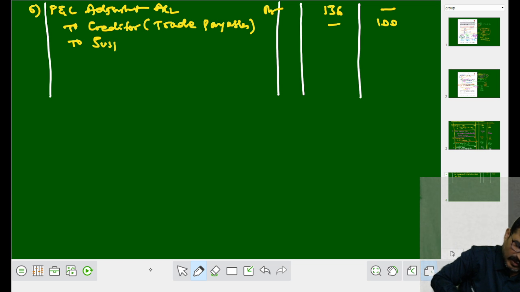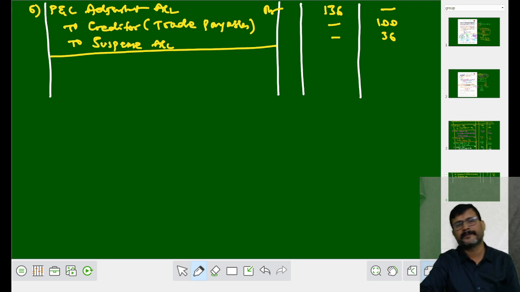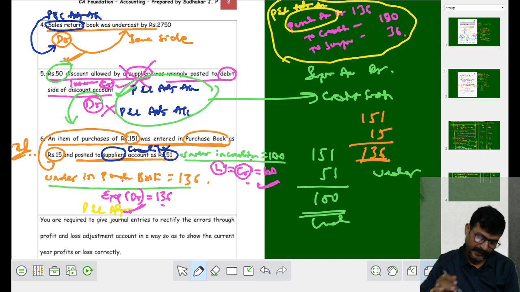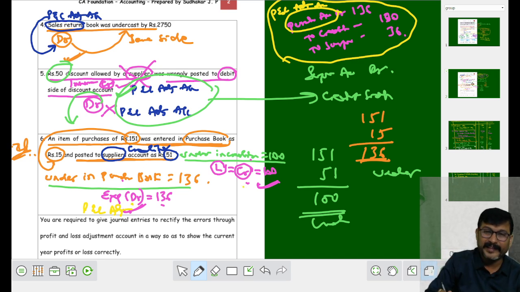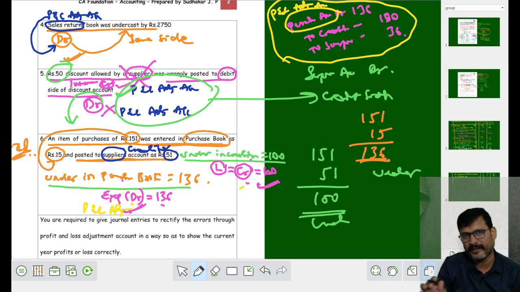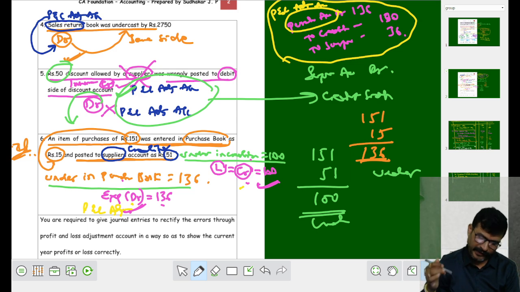The difference goes to suspense account 36, being under debit in purchase book and under credit in creditors account is rectified. Under debit in purchase account, under credit in creditors account is rectified. Okay, fine. This completes all the entries.